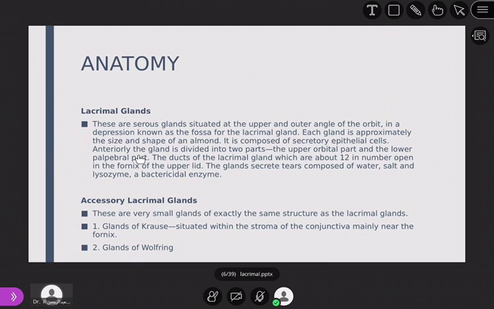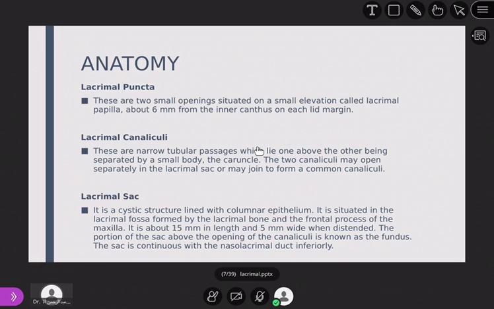The accessory lacrimal glands are the glands of Krause, situated within the stroma of the conjunctiva, mainly near the fornix, then the glands of Wolfring. So the glands of Krause and the glands of Wolfring are accessory lacrimal glands, which are the same as the main lacrimal gland, but small. Then we have the lacrimal puncta, two small openings situated on a small elevation called the lacrimal papilla, about 6 millimeters from the inner canthus on each lid margin. So we have two puncta, one in the upper lid and one in the lower lid.